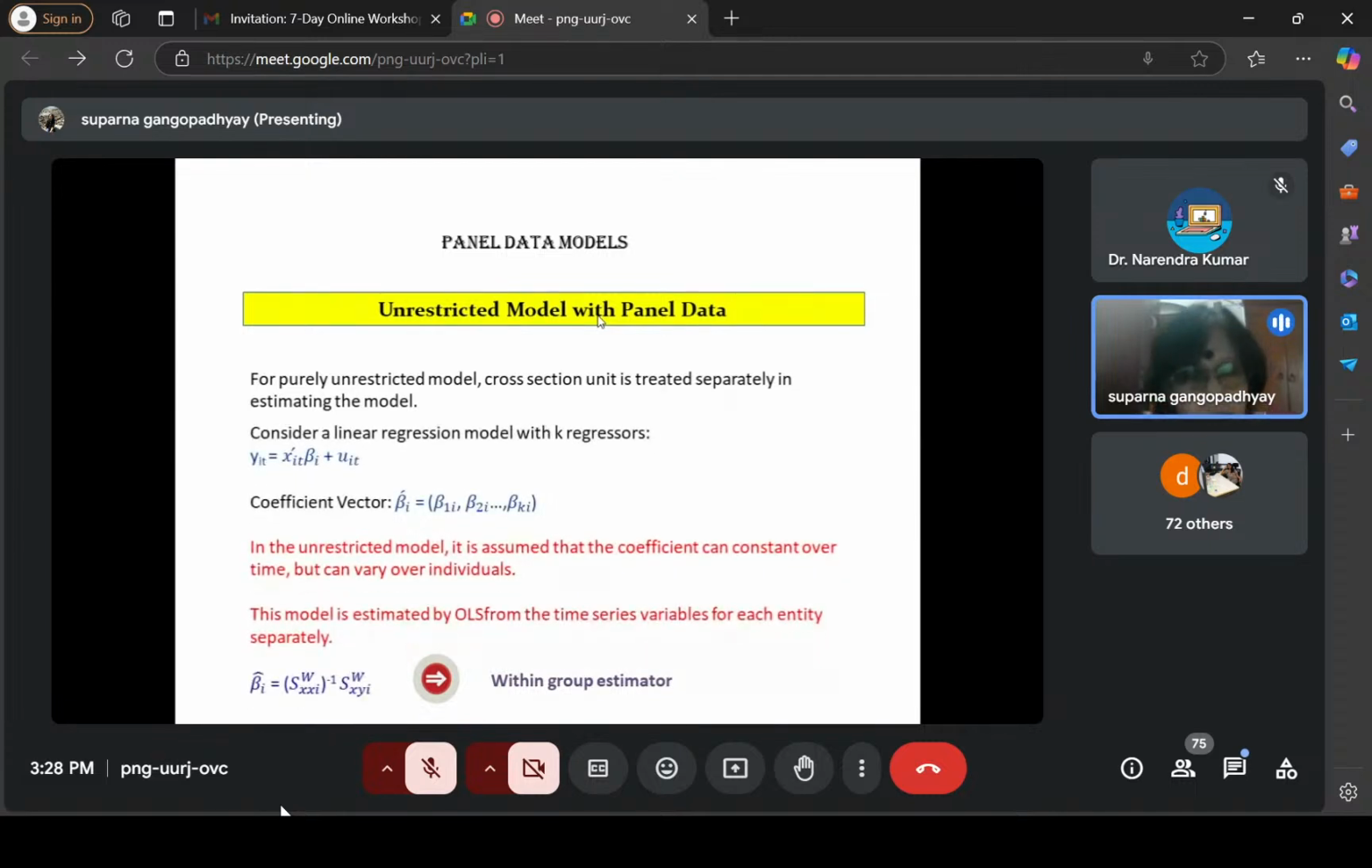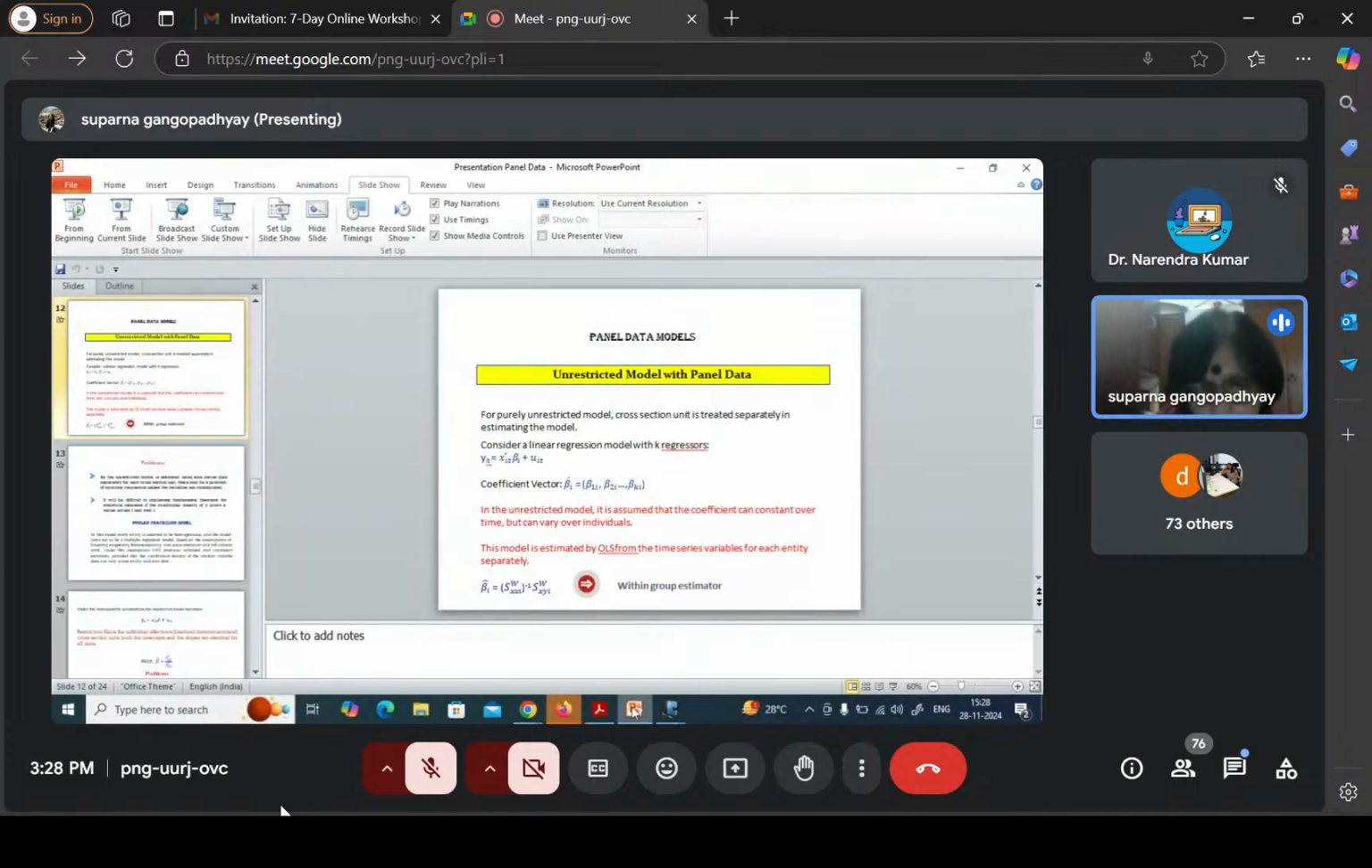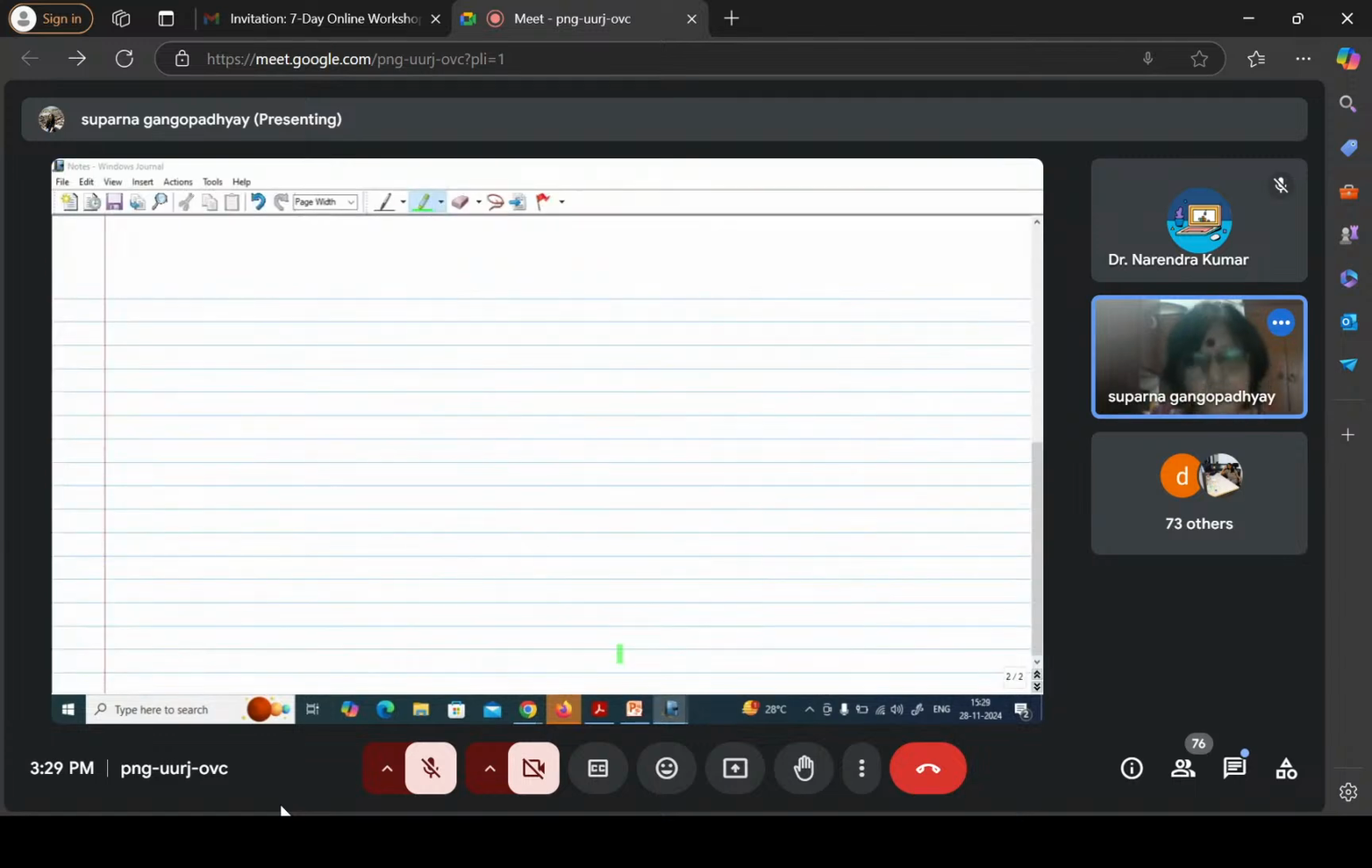Now we will move on to the basic panel data model. But before that, once again, I want to use the board to show you, because otherwise you can't understand the estimation process.